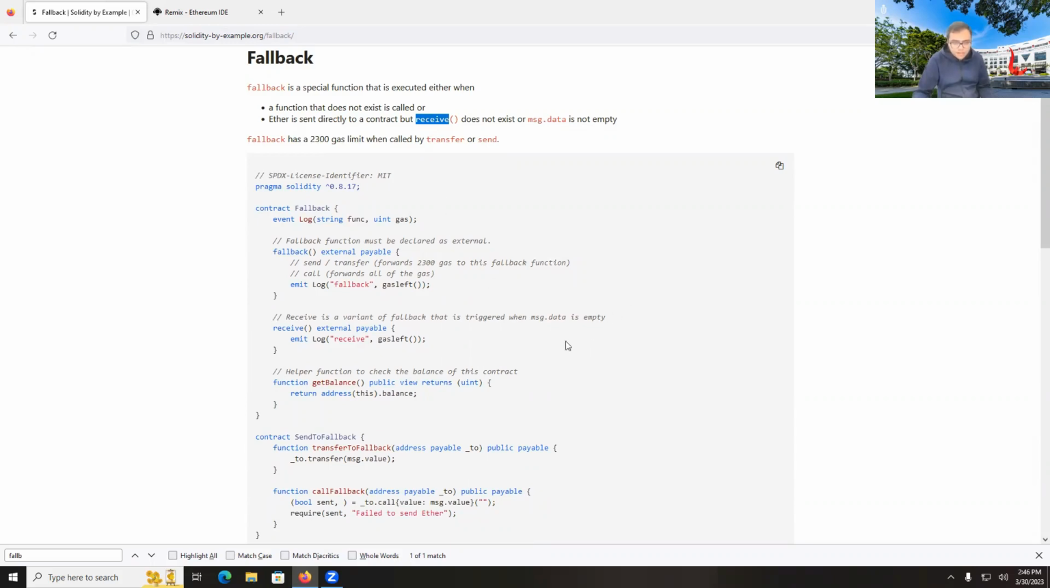Okay. So this is how it looks. You don't even have to use the word function. You can just write receive. It has to be external, which means that it can only be called from outside of your own contract. And of course, it has to be payable.